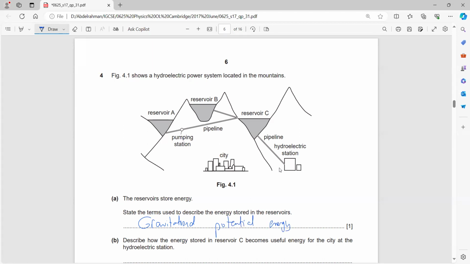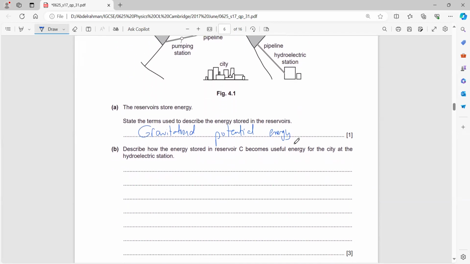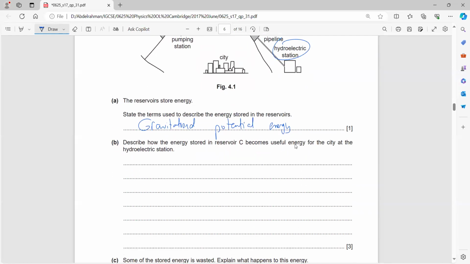Describe how the energy stored in C becomes useful in the hydroelectric station. In C, how does it become useful? We note the gravitational potential energy has to transfer to kinetic energy. Yes, gravitational potential energy transfers to kinetic energy while moving through the pipe.